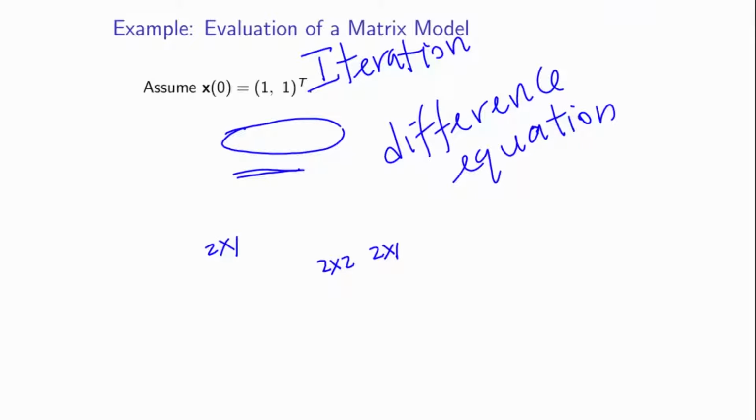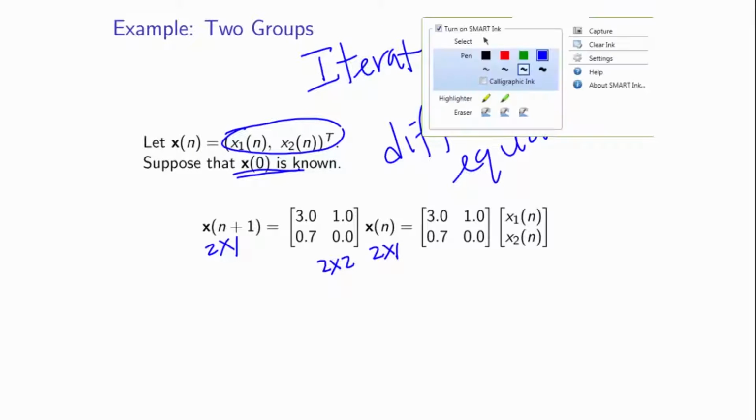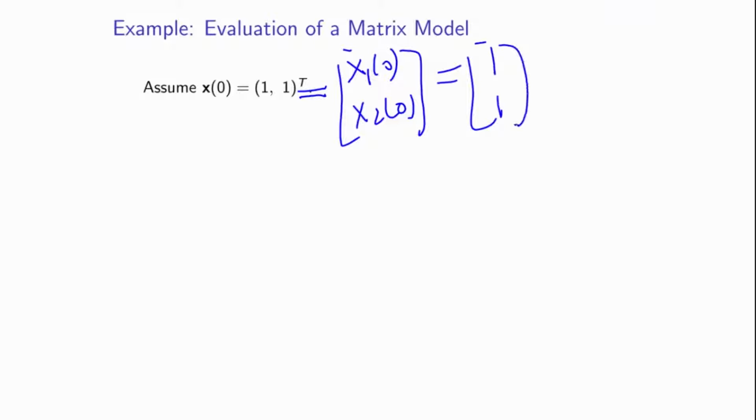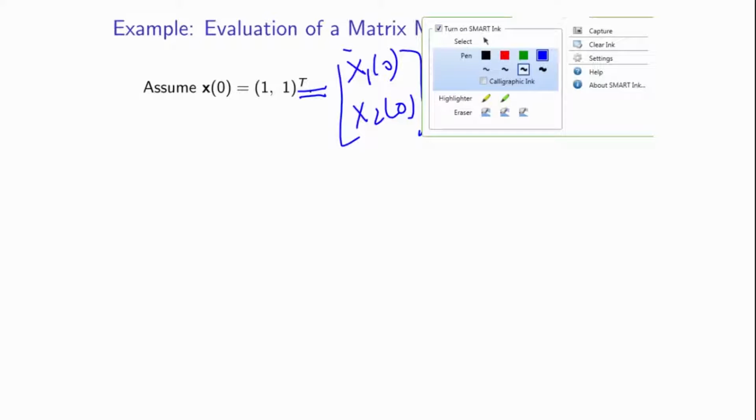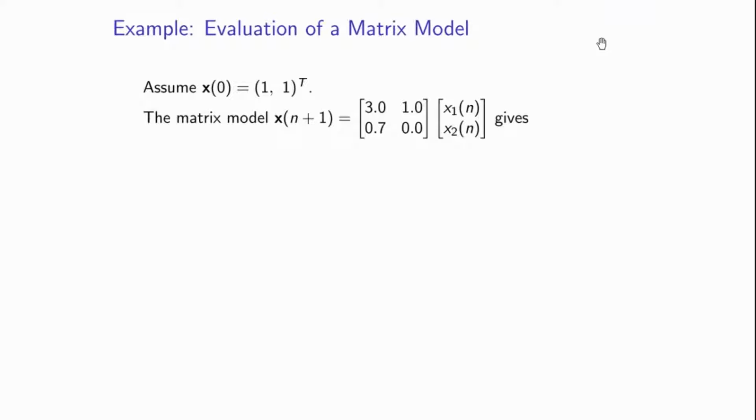And so that motivates the next example. Suppose that we assume here we have initial values equal to 1. What does this mean? This means that x1 at 0 and x2 at 0 are equal to 1, 1. This is an assumption we're making, right? So suppose this is known, and that means we are going to iterate.